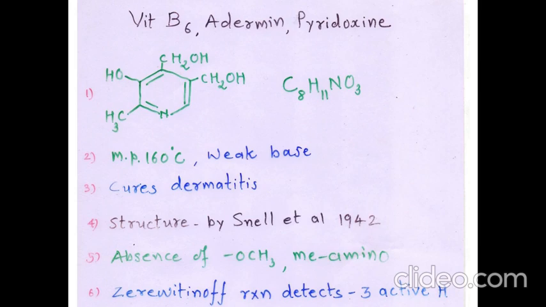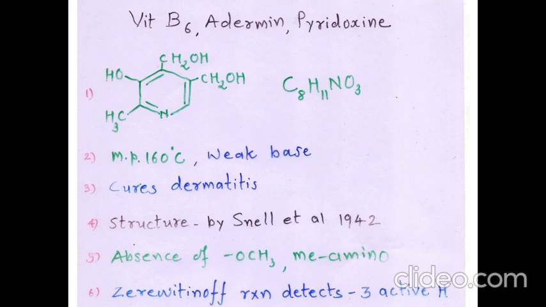In 1942. Common test: it shows the absence of OCH3, that is, the methoxy group is absent, by means of the common test done by more than one scientist. Also it shows the absence of a methylamino group, friends. So all this information we will collect slowly together to reach the final conclusion of the structure of vitamin B6 as structure number 1.